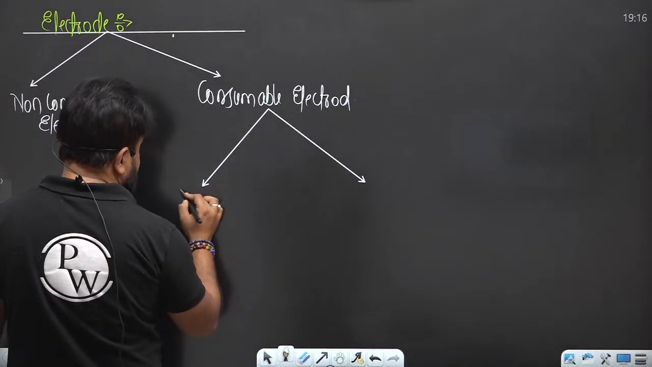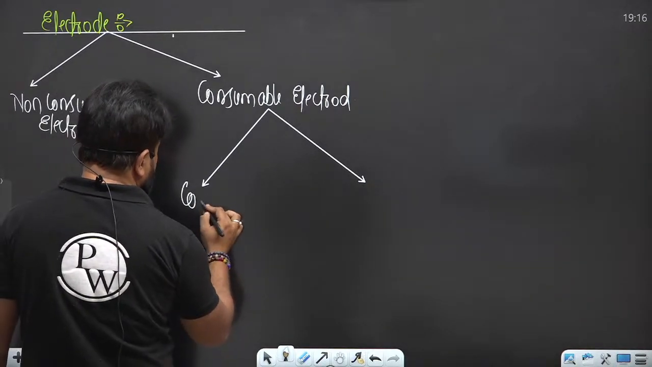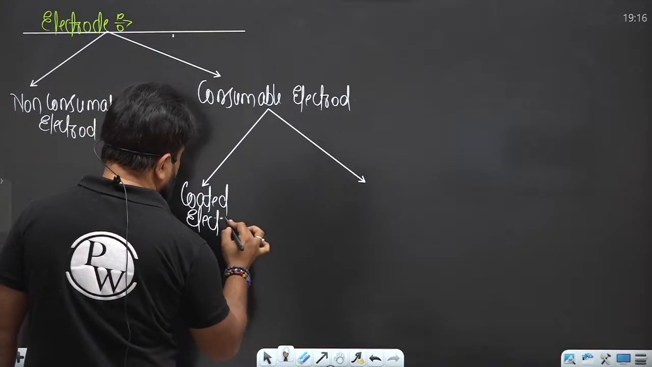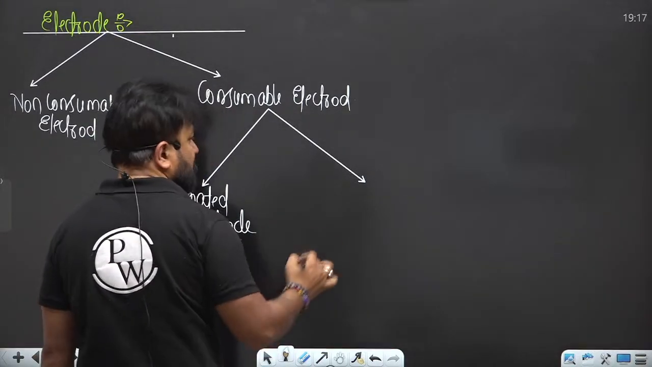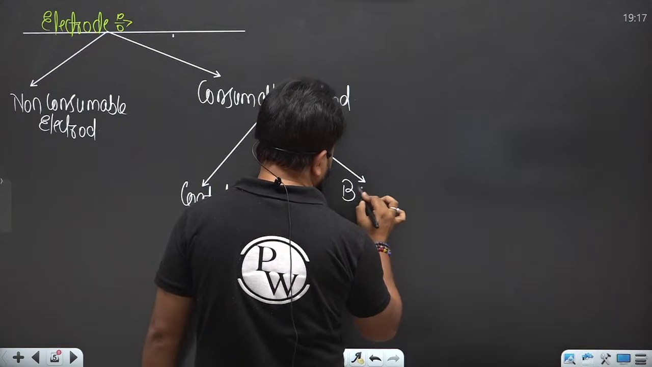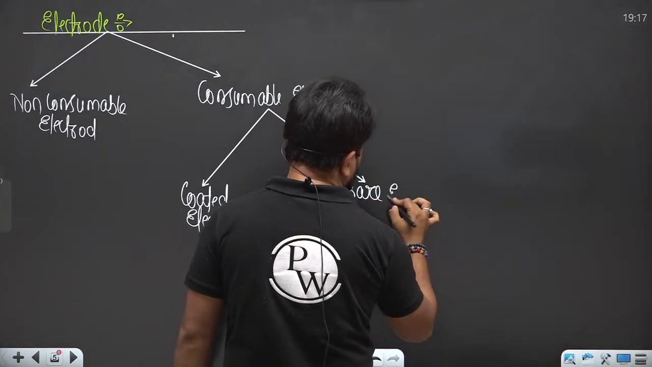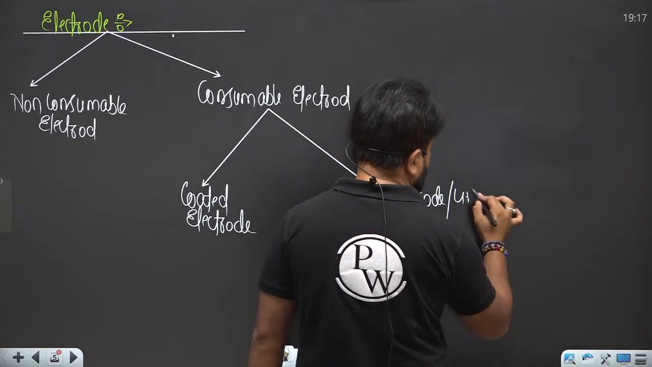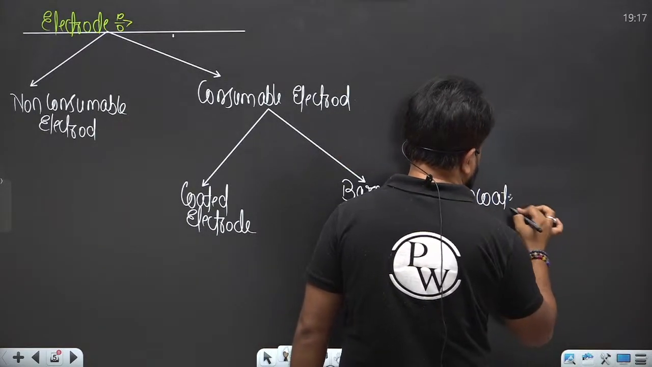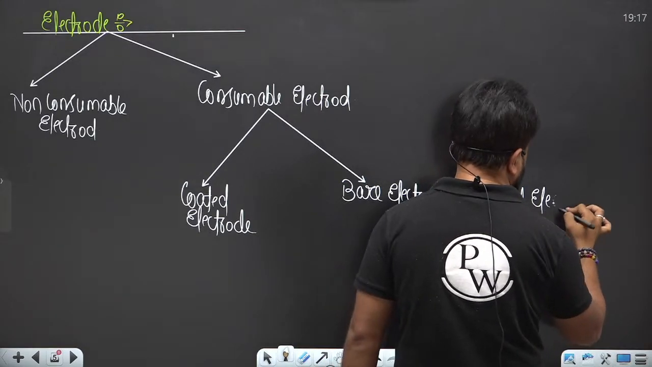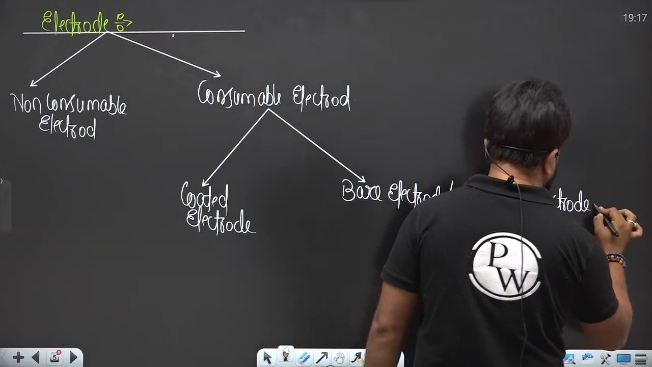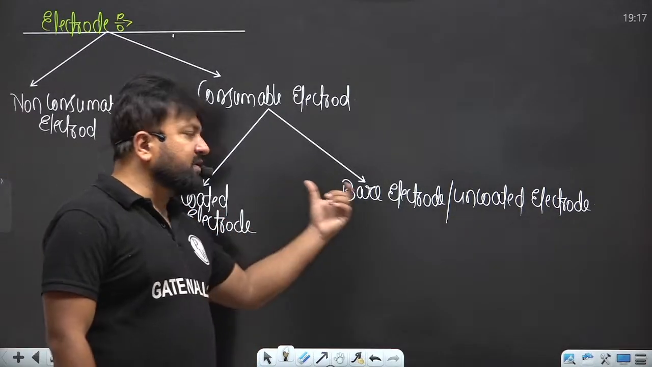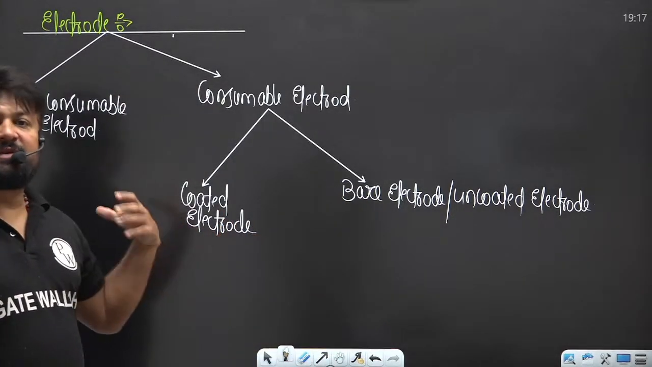One is the coated electrode, and the other is the uncoated, or bare, electrode. We have discussed the coated and bare uncoated electrodes previously.